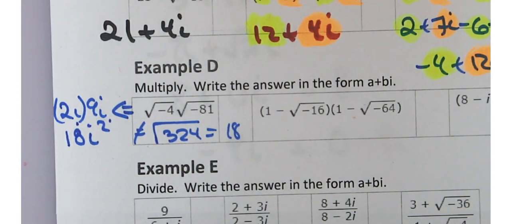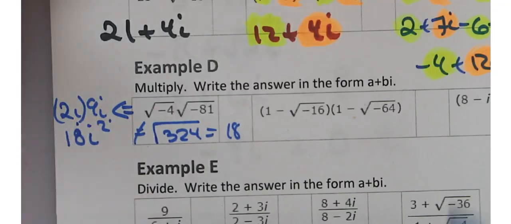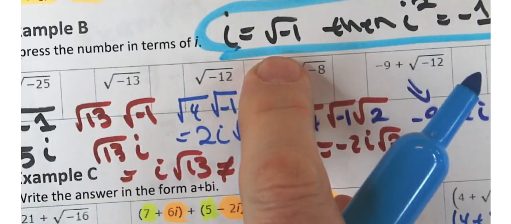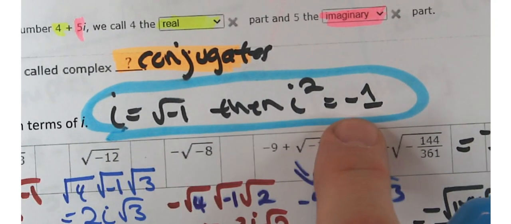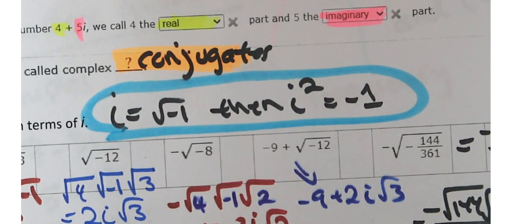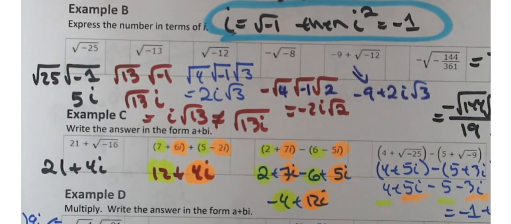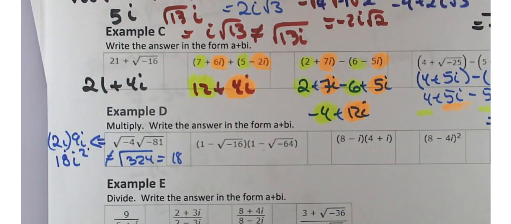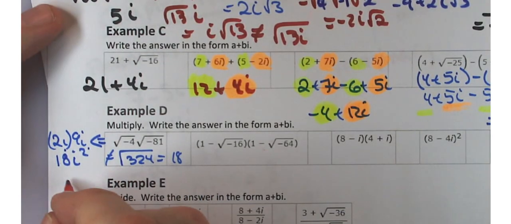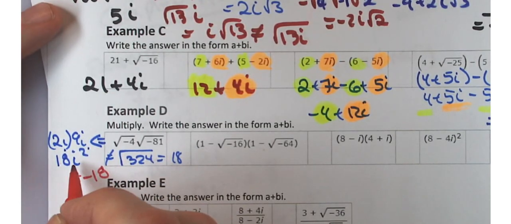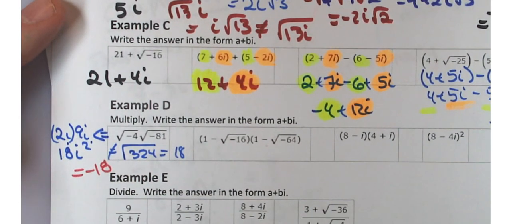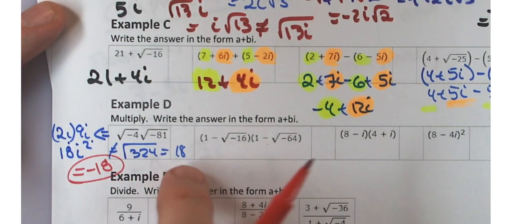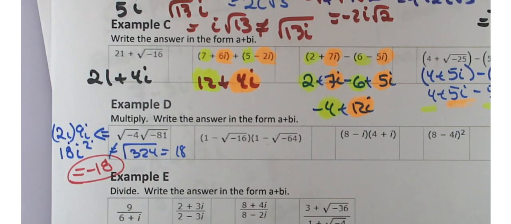And probably the best thing to remember out of all of this is this stuff right here. i is the square root of negative 1, and i squared is negative 1. So there you go. i squared is going to turn into a negative 1. So overall, this turns into a negative 18. 18 times negative 1, or better yet, just negative 18. So if you're not careful, you'll end up with a positive 18 instead of a negative 18. Okay.